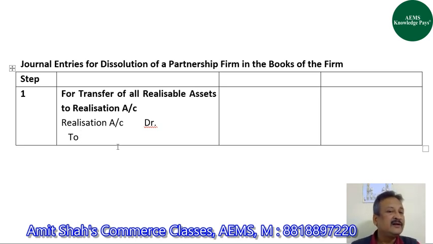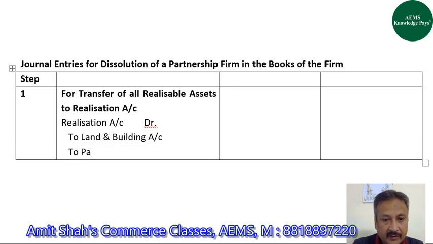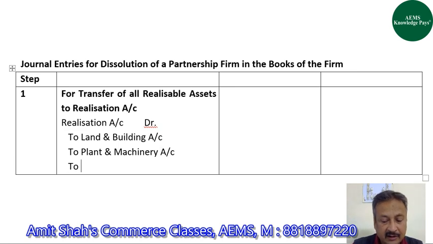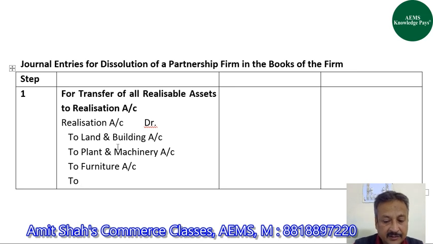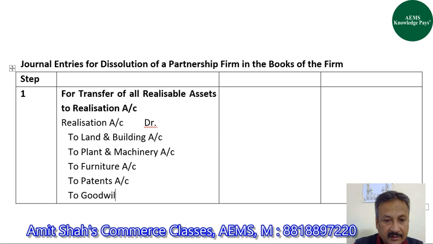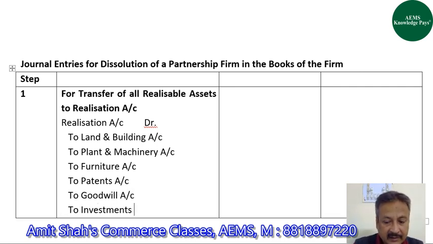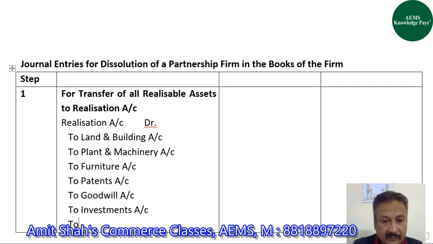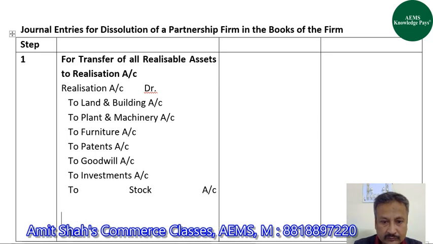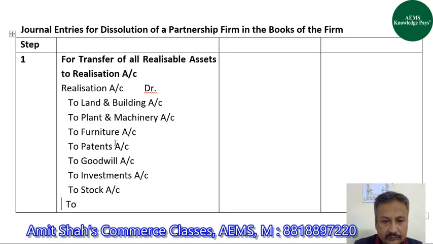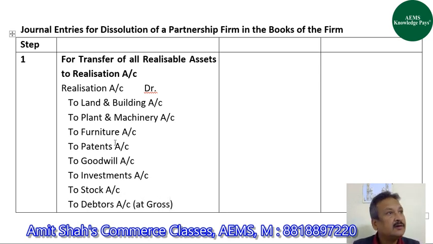Rest all the assets are realizable. Whether they actually fetch something for a partnership firm or not is irrelevant as far as this entry is concerned. So, all assets that will come here are land and building account, plant and machinery account, furniture account, patents account, goodwill account. When I write patents and goodwill, it means this entry includes all intangible assets, right? Stock account, debtors account. Here we take debtors at gross without subtracting PFDD.